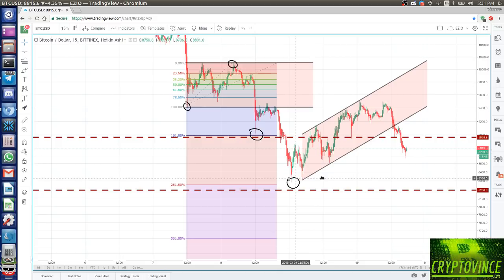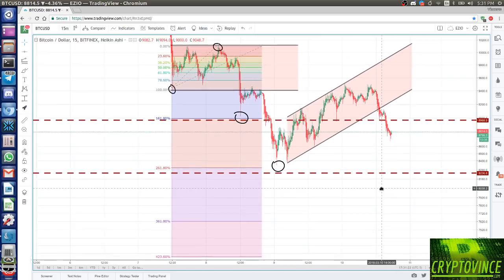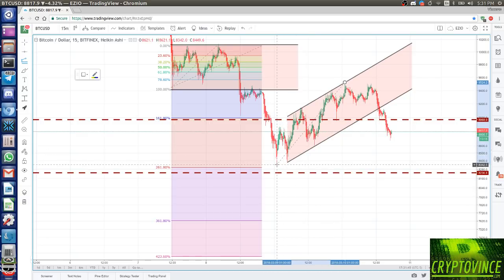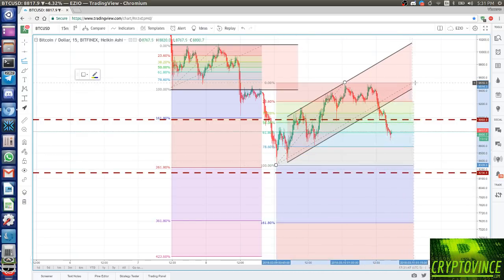Now this broke down too, so I want to know where this could drop to. Of course, there is every level of Fibonacci where it can bounce off, but if I want to have a nice idea of even lower targets, this is what I do. I do the same thing, Fibonacci trend-based extension, and I select the highest point of the correction to the lowest point of the correction, and I go back up.